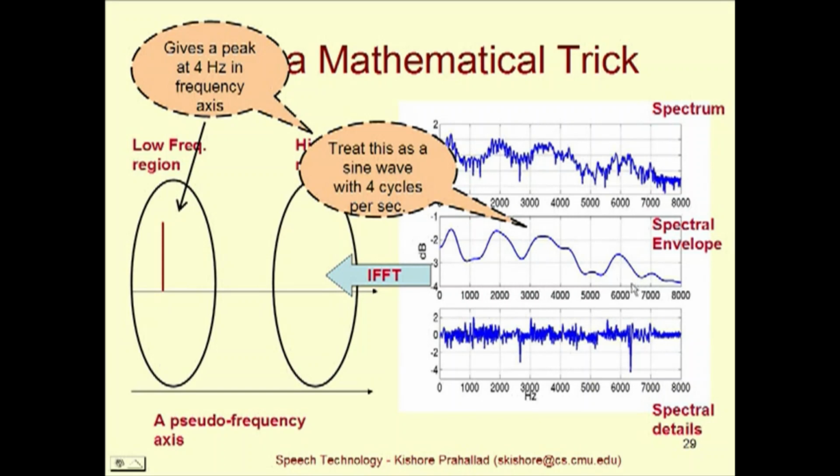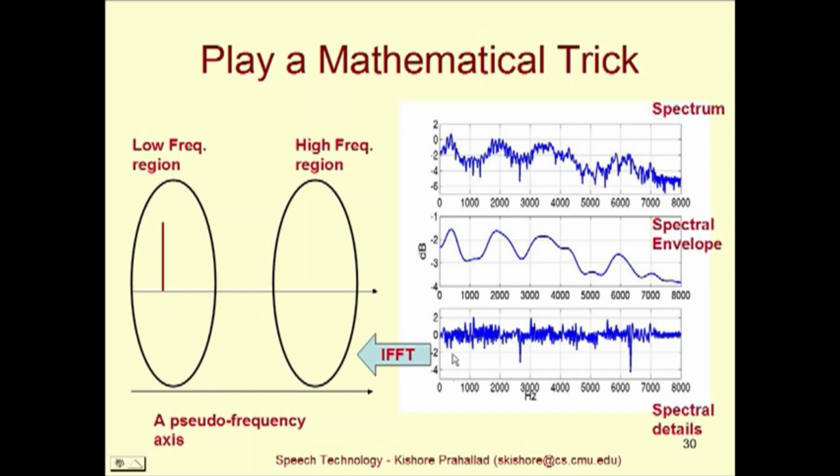Okay, so because this is a very slow varying signal, we assume that there are 4 sine waves, 4 cycles of the sine wave. That's where we said 4 cycles per second. That would give us 4 Hz, a peak at 4 Hz, which is denoted in the low frequency region with this peak. Let's move to this signal here.